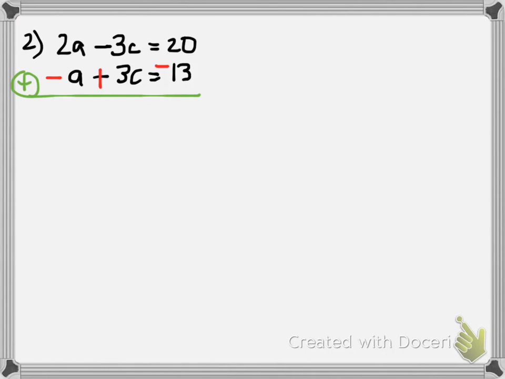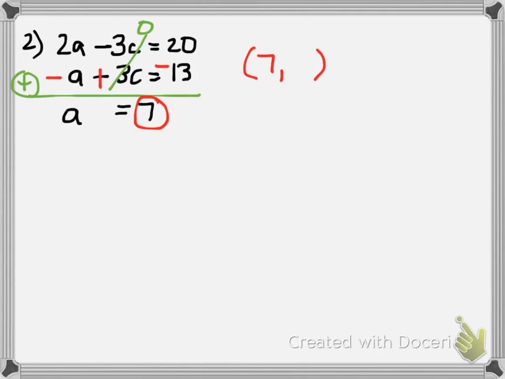So we have 2a take away a is a. My 3c, negative 3c and a positive 3c cancel each other out and give me 0. And then we have 20 plus negative 13 is 7. So that looks like to be half of my answer. Now again, we're going to go alpha order, and A comes first in the alphabet. C will come next. So now I'm going to take the A value, and I'm going to plug it back into the original equation.